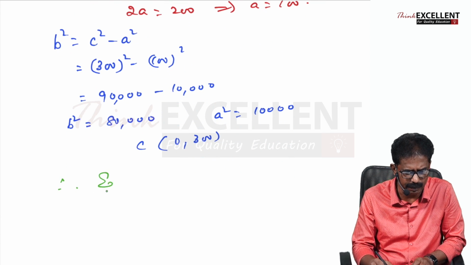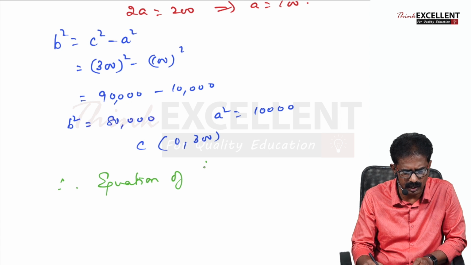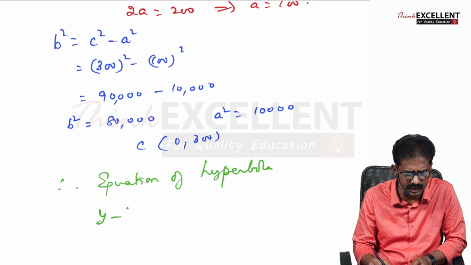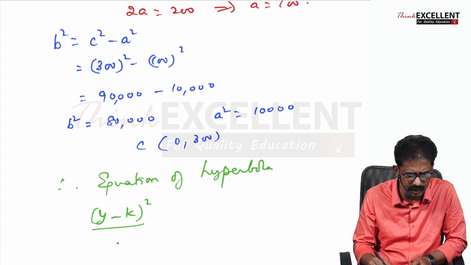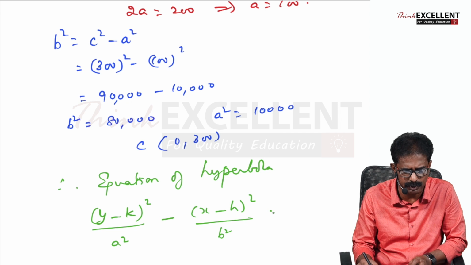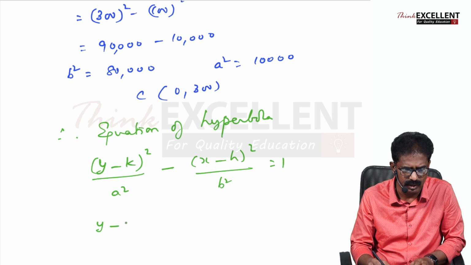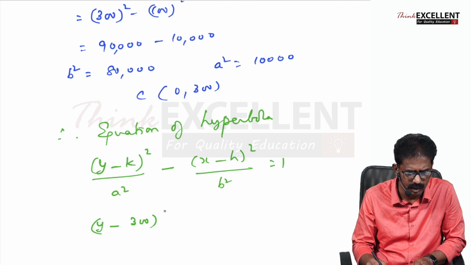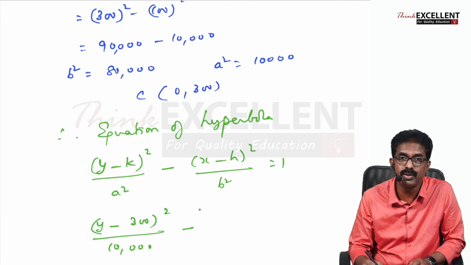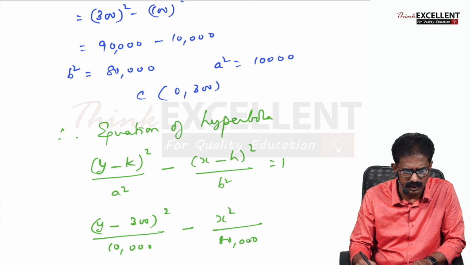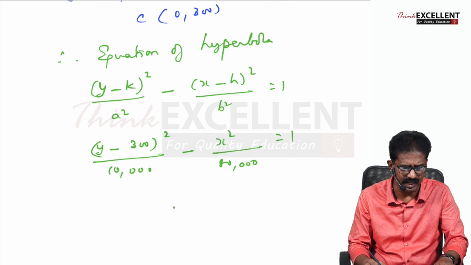Therefore, the equation of the hyperbola. This is of the second type, so (y minus k) the whole square by a square minus (x minus h) the whole square by b square equals 1. Just substitute the values. K value is 300, so (y minus 300) the whole square by a square, 10,000, minus, h is 0 here, so only x square by b square, 80,000, equals 1. So this is your final answer.